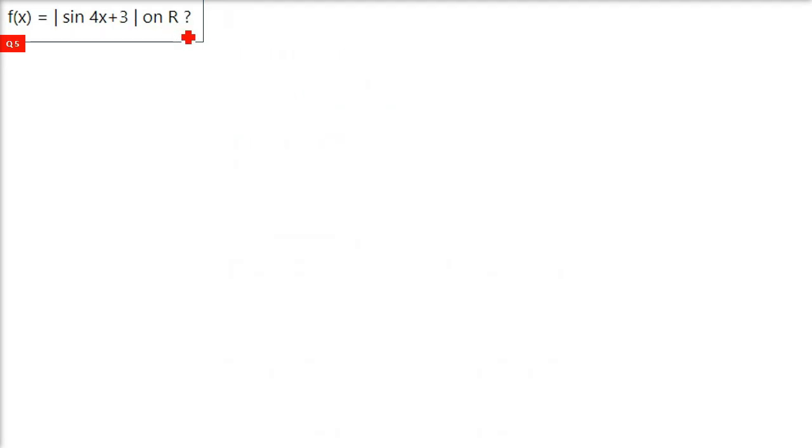Then we have |sin 4x| plus 3 on R. First thing you have to understand about the modulus. The modulus remains the same. It can be sin theta, it can be anything inside the theta. Sin theta will always be between -1 and 1. The range of sin theta and cos theta is always between -1 and 1. It will oscillate between that.